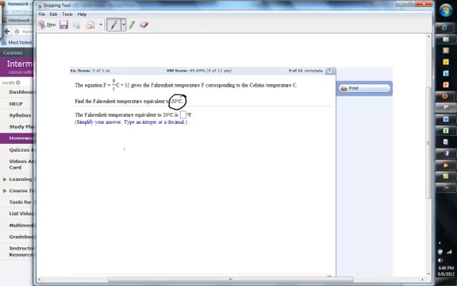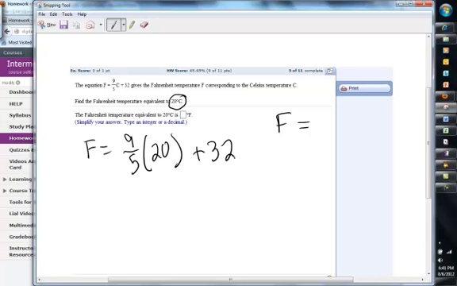Here's their temperature, 20 Celsius. So we're looking for Fahrenheit equals. Let's substitute in what we know. F equals 9/5 parentheses 20 plus 32. So let's press it on our calculator. Fraction 9 over 5 times 20 plus 32 equals, and my calculator says 68.